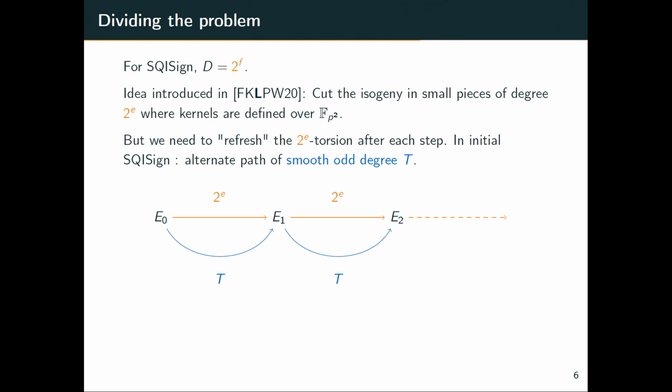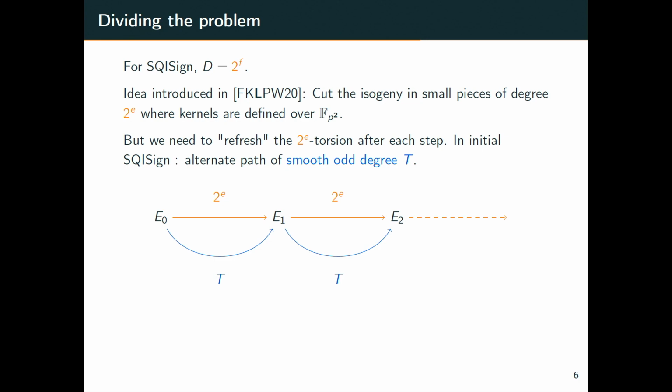And the idea is to repeat this procedure a bunch of times until we have translated the whole 2^f isogeny. The problem, of course, is that I need to refresh my 2^e torsion after each step, okay? Because basically, I consume the points that I had when I do one step, and then if I want to do another one, I need some kind of refresh. So I'm not going to explain how this refresh works exactly, but just know that we need to do something in order to continue our path.